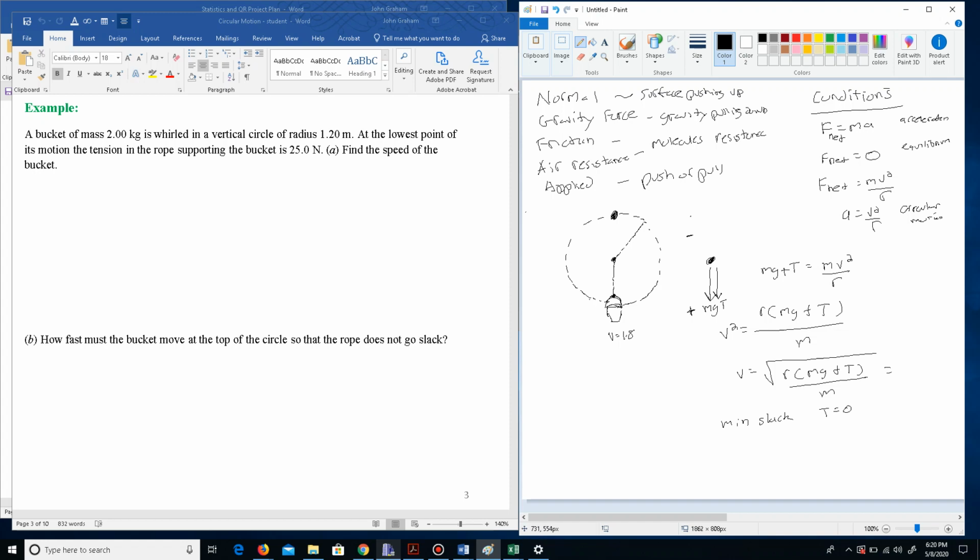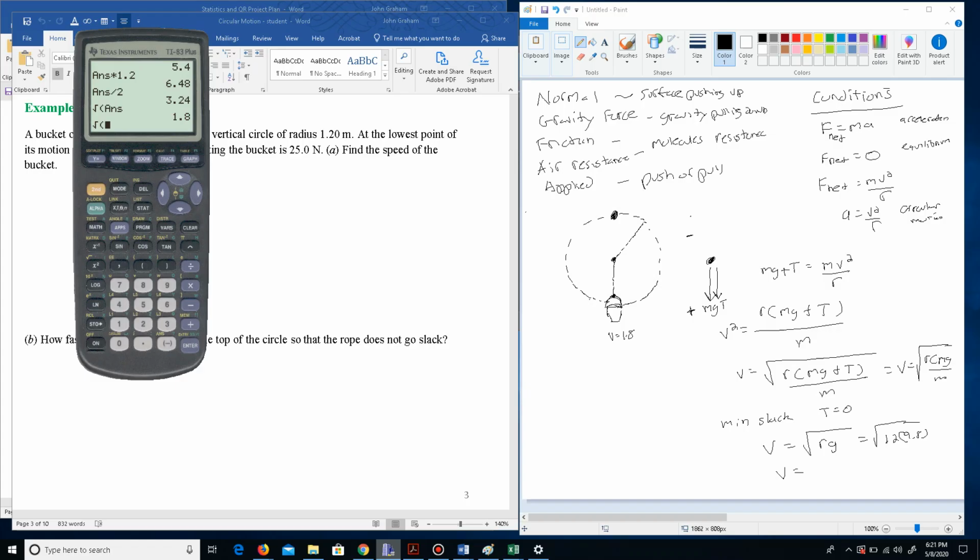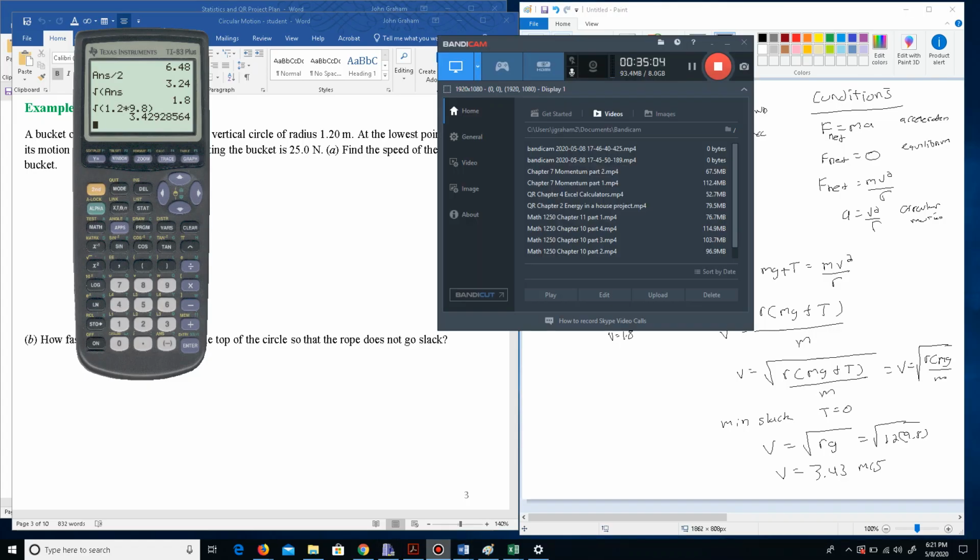And so this just reduces down to v equals square root of r times mg over m, which actually reduces down to square root of r times g, which really makes it nice. You don't even have to worry about the mass. Right, so square root of 1.2 times 9.8. That's 3.43 meters per second.